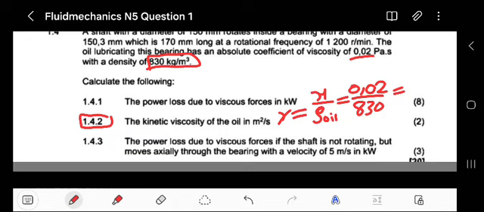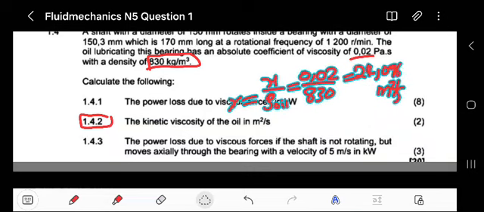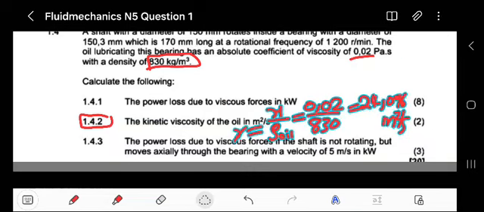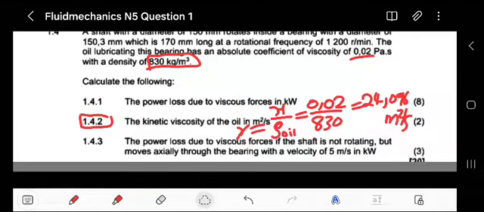This is simply 24,096 meter squared per second. So this is what you will have, guys, for this thing here. Oh, sorry about that noise, guys.